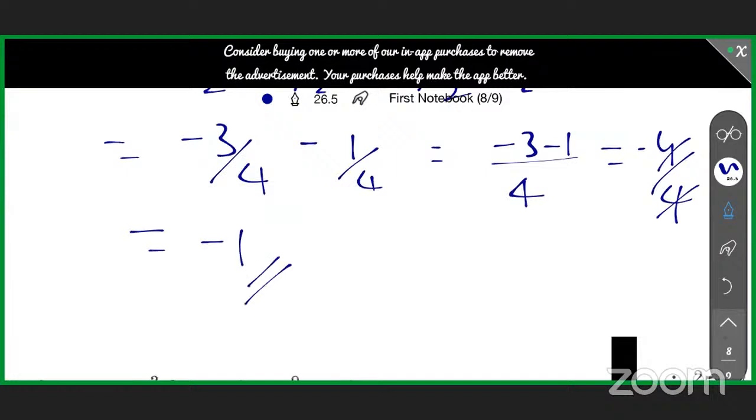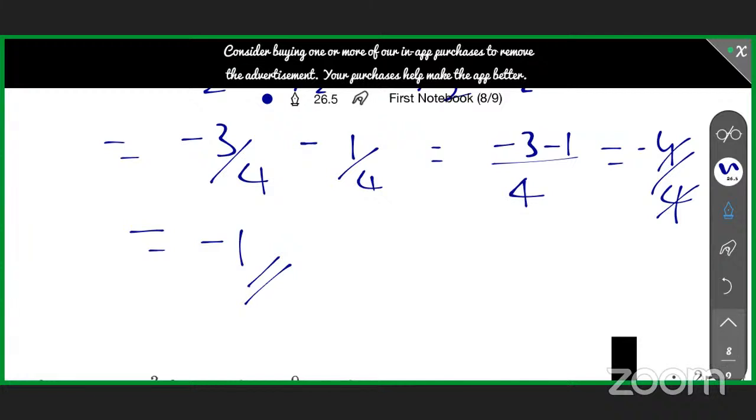So what is the value of sine minus 420 cos 390 plus cos of minus 660 sine 330? The value is minus 1. Do you understand this problem, dear students? Yes, sir.